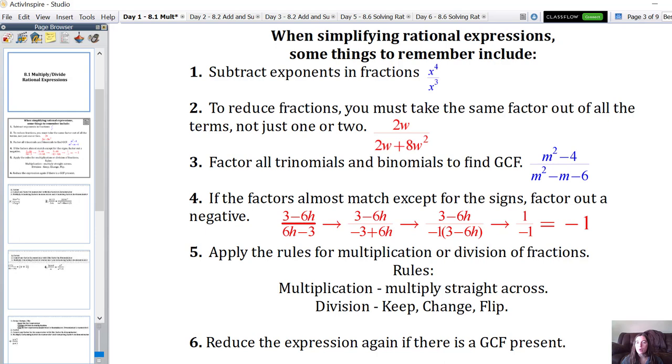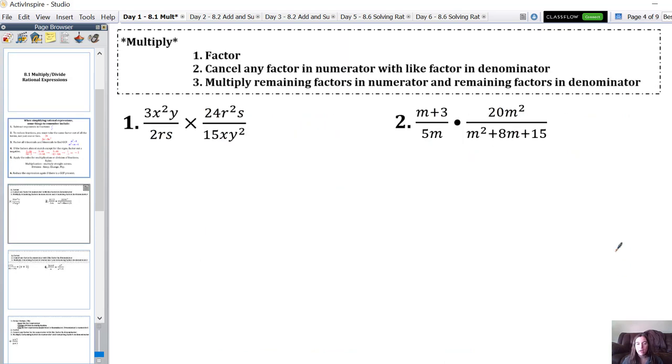Alrighty, let's move on to actually multiplying these rational expressions. When we multiply fractions, we can just multiply straight across. What I'm going to do first is see if I can factor any of my terms and get them down into their factored form, and then I'll multiply. So here I've got 3x squared y, nothing to be factored there. 2rs, nothing to be factored there. 24r squared s, nothing to factor. And 15xy squared, nothing to factor. So now I'm going to go ahead and multiply straight across.